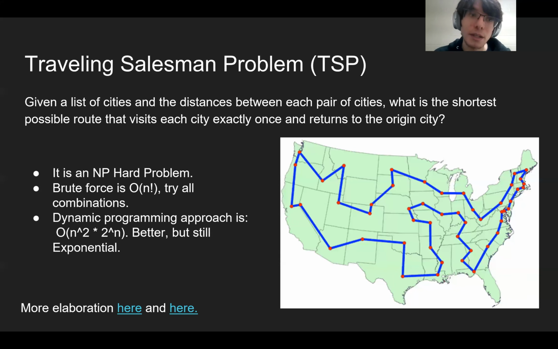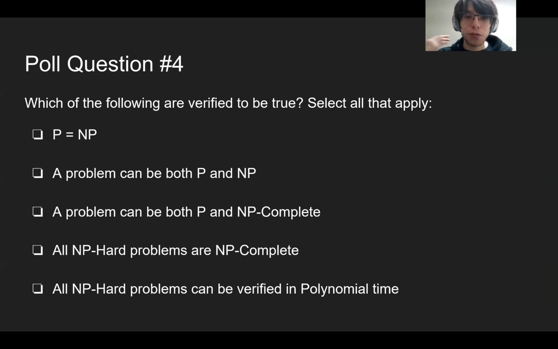So poll question number 4: which of the following are verified to be true? Select all of them. You can pause if you want. All right, so the first one, P is equal to NP, absolutely not. In fact, the opposite is widely believed to be true, but it may not be, right? It may still be P equals NP. So this is not verified true.